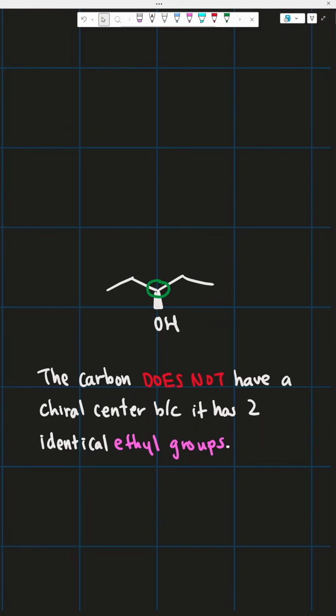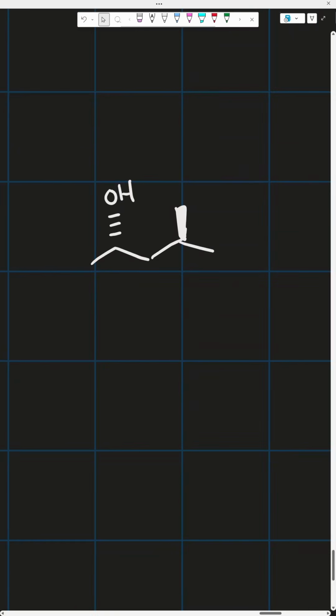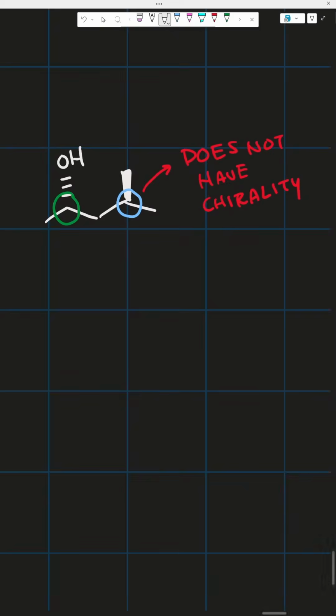C is very similar to A because the circled carbon does not have 4 different substituents because it has 2 identical ethyl groups, making this molecule achiral. Finally, in D, there are 2 points of interest: the blue carbon and the green carbon. The blue circled carbon is actually not a chiral center because there are identical methyl groups, so it really shouldn't be wedged or dashed in the first place.